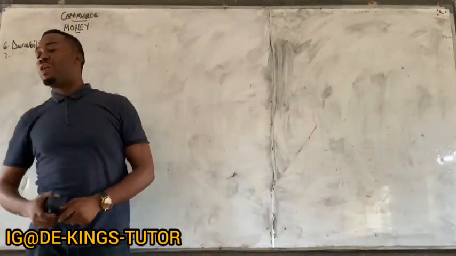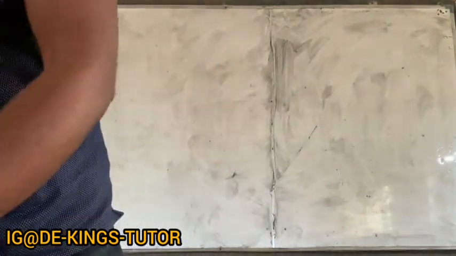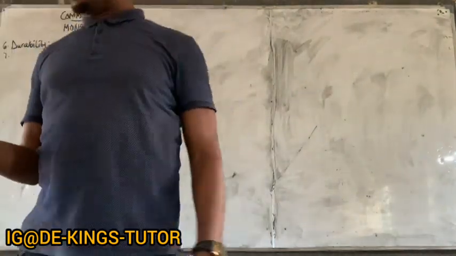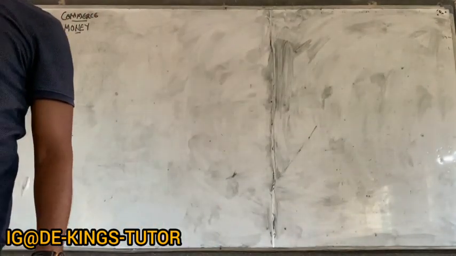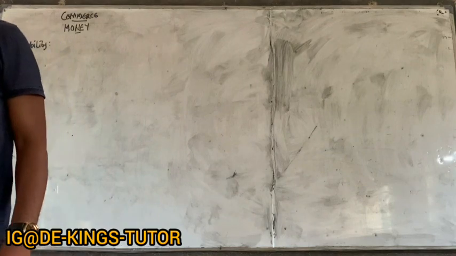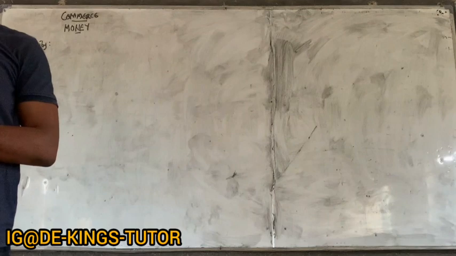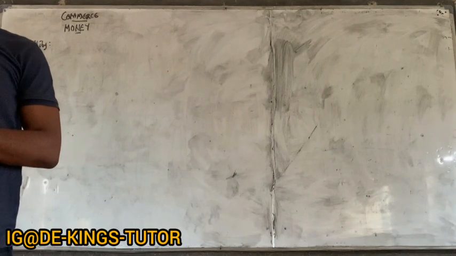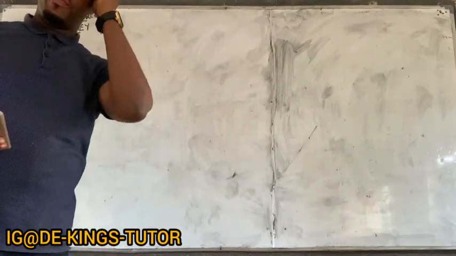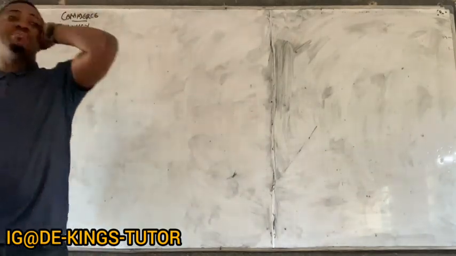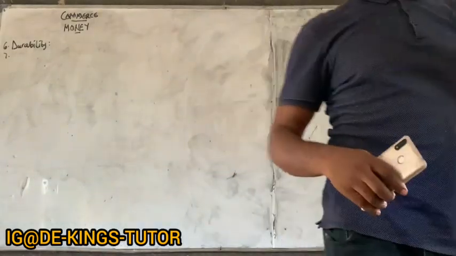Whatever should serve as money should be able to stand the test of time. It should not be what can be easily perishable. Full stop. And what does it mean? It means that money should be such that it should stand the test of time.